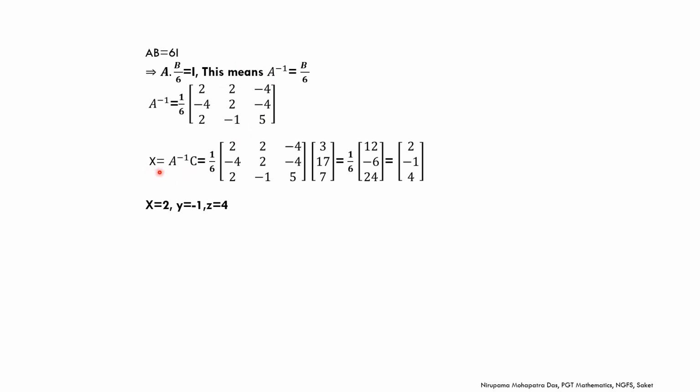And X equal to A inverse into C. So 1 by 6 into this, I mean the B matrix, that is B by 6, into the C matrix 3, 17, 7. So you are getting 2, -1, 4. It means X equal to 2, Y equal to -1, Z equal to 4. So this is the solution set.